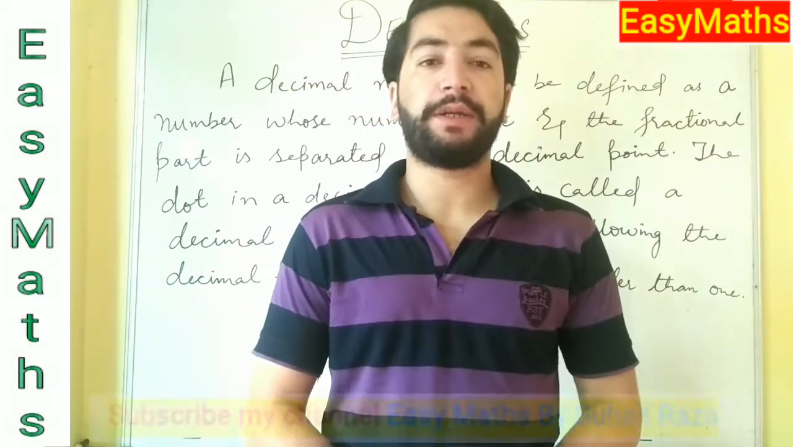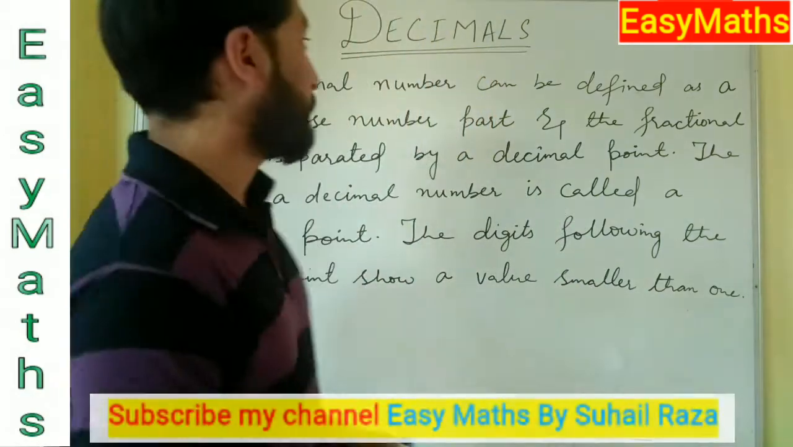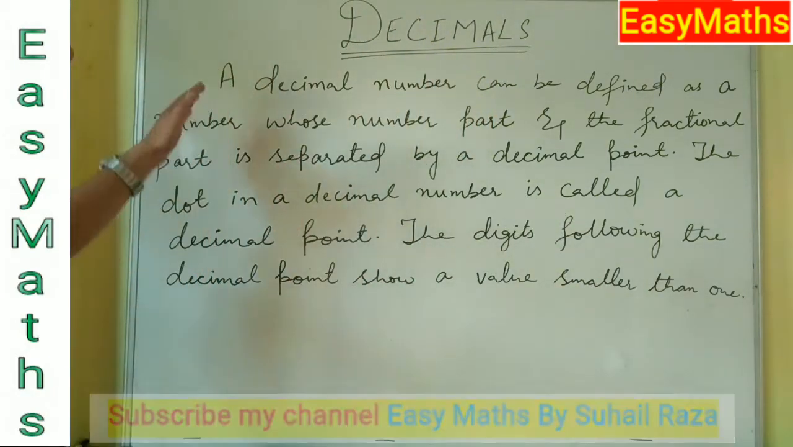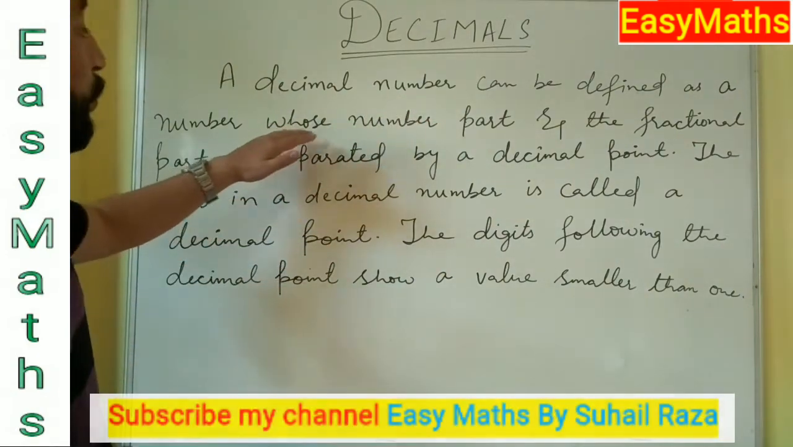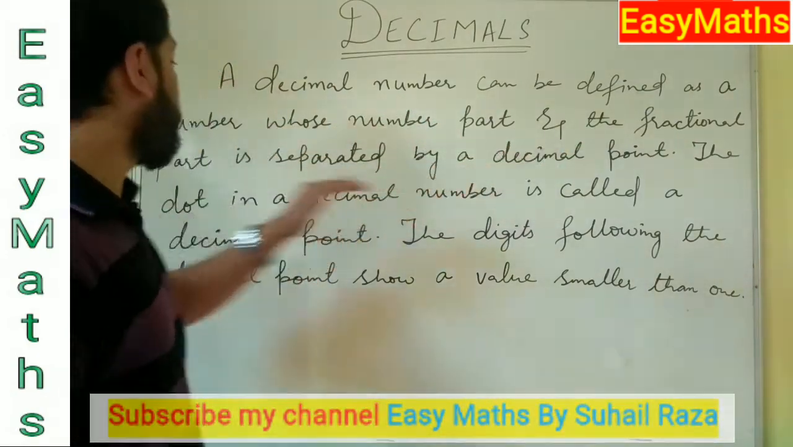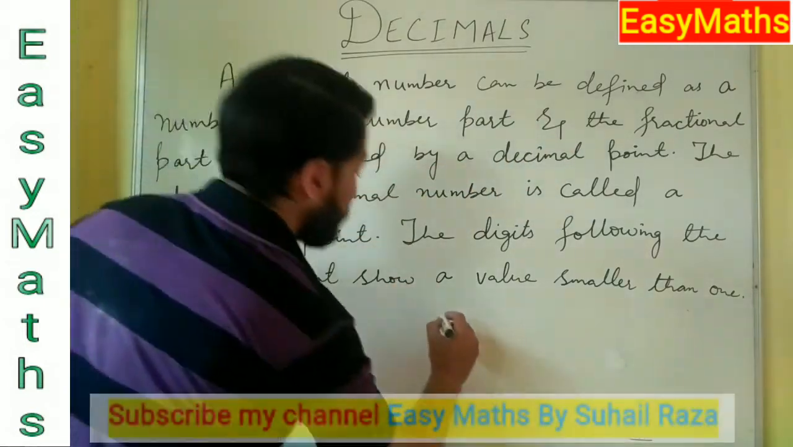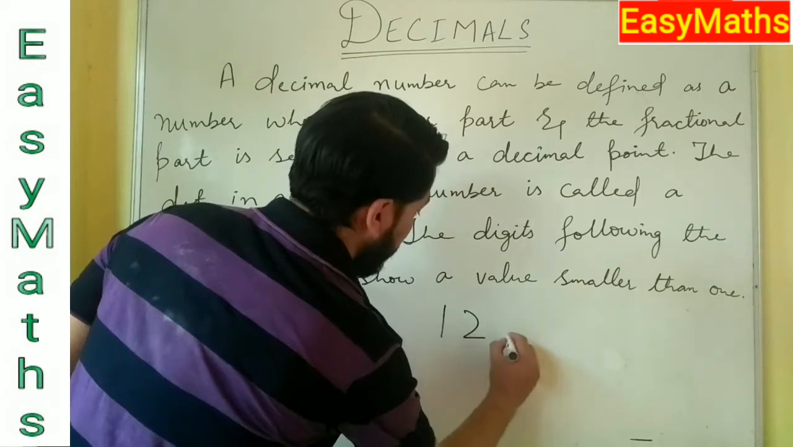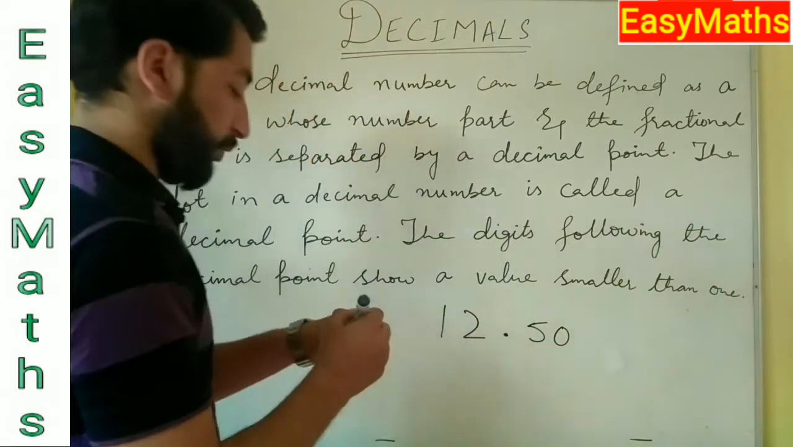Students, today we are discussing decimals. What are decimals in maths? As you can see on the screen, a decimal number can be defined as a number whose whole number part and fractional part are separated by a decimal point. Suppose I have a number 12, then a dot, and then another number 50.